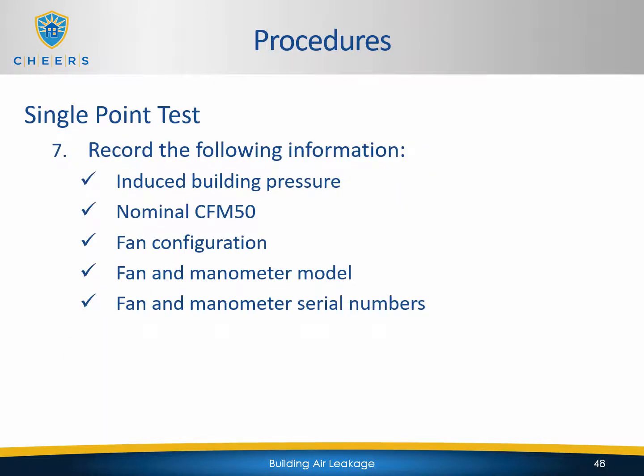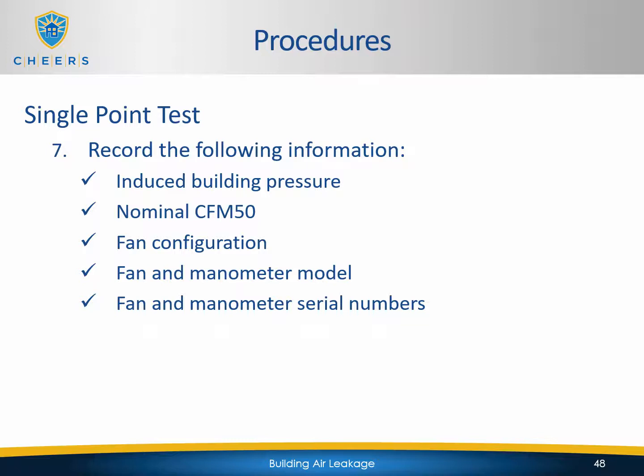So after you get the fan all set up, it's running, and you're as close to that -50 pascal target as you can get, or at -50, you're going to record the following information. You're going to record that induced building pressure, which hopefully you can get to -50 pascals. If not, then record what you were able to get to, remembering that you need to be at least -15 or better, or more negative, in order for it to be a valid test.